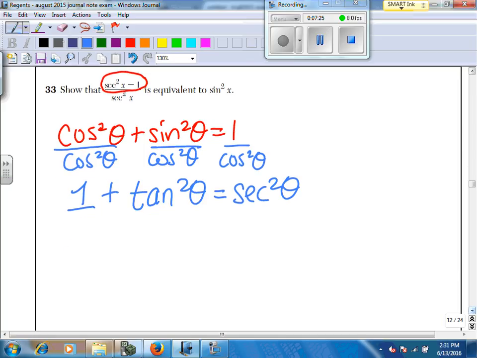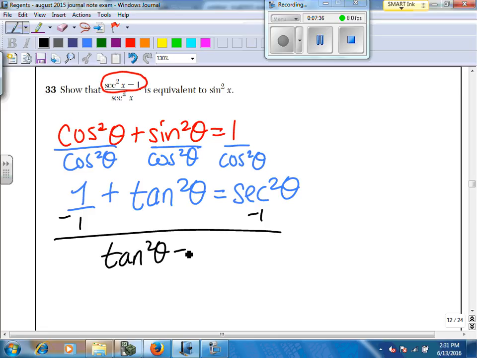But that's not what this says. This says secant squared minus 1. So we need to figure out how to get that. Well, if I subtract 1, tangent squared is secant squared minus 1. Okay? So I can replace this with tangent squared.